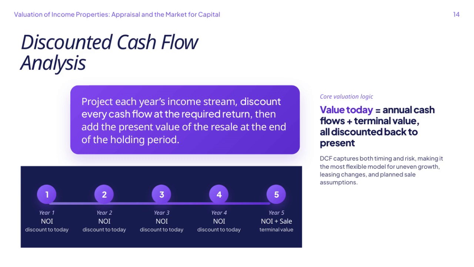This method captures both the timing of cash flows and the associated risks, which is why it's so flexible. It accommodates uneven growth, changes in leasing, and assumptions about the planned sale at the end of the investment horizon. On the slide, you can see this process broken down year by year. Start with a net operating income in the first year, discounted to today's value, then year 2, year 3, and so on until year 5, where we include both the income and the sale value. This comprehensive approach provides a detailed and accurate valuation by considering all future benefits and risks in today's terms.